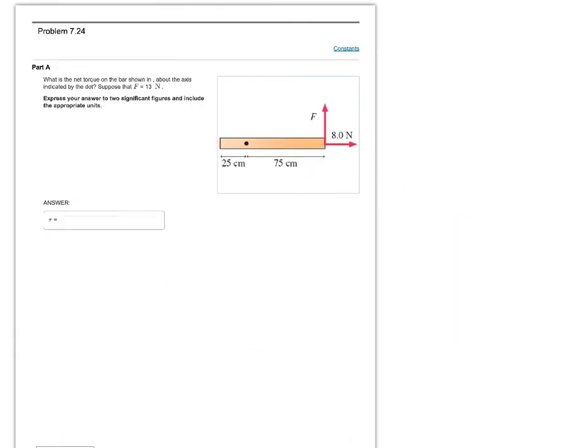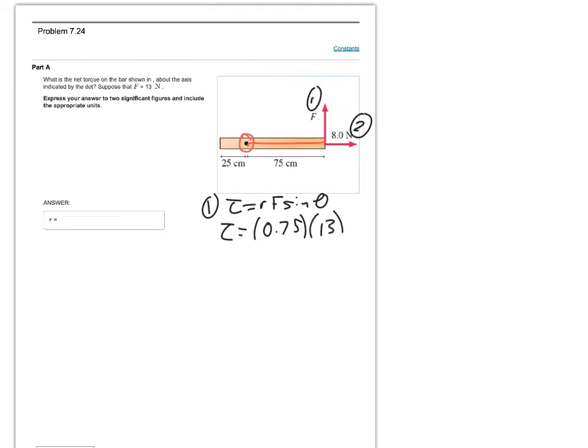For this one, I have 2 forces acting on an object, and I want to calculate the net torque about this pivot point here, which is indicated by that dot. And so I'm going to set up the torque from each one. Each time we're going to do torque equals RF sine of theta. So my radial distance here is just this distance from the pivot to where the force acts, which is 0.75 meters. My force is going to be 13 newtons. And my angle here is going to be 90, because that's the angle between R and F. And so I end up getting a torque from this one of 9.75 Newton meters.